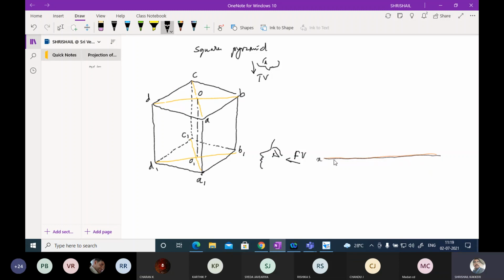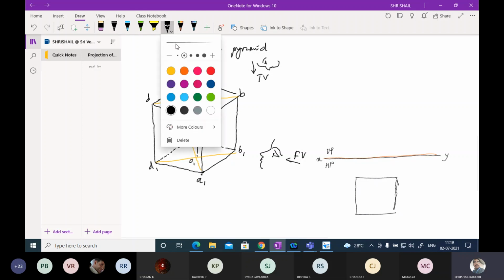And this is X, this is Y, and this will be the vertical plane. On this the front will be visible, and this is the horizontal plane. On this the top will be visible. If I look from the top here, then this square will be visible like this. If you look from the top, the square is visible like this.